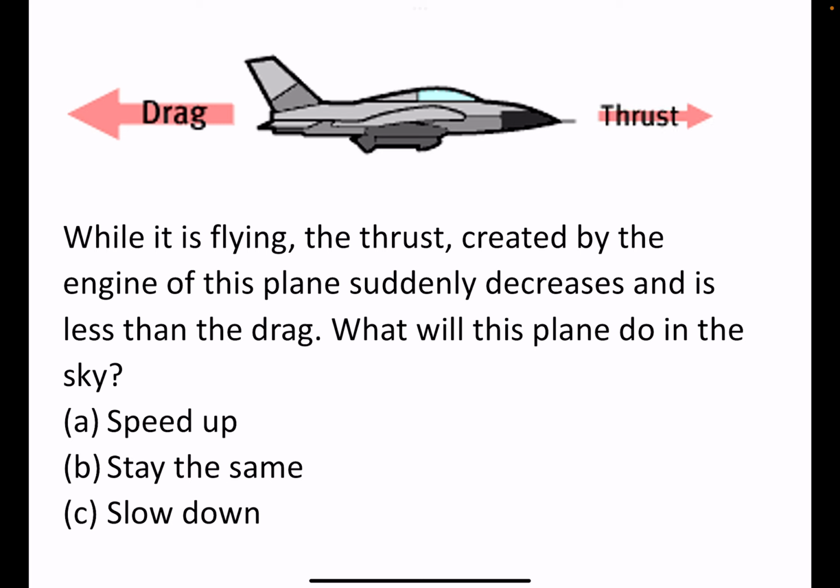Here is a scenario. This jet is flying along when its engine thrust suddenly decreases and becomes less than the force of drag. What will happen to the airplane speed? Will it speed up, stay the same, or slow down? Of course, the answer is it will slow down, because the force of drag is now greater than the forward force of thrust. The airplane will decelerate.